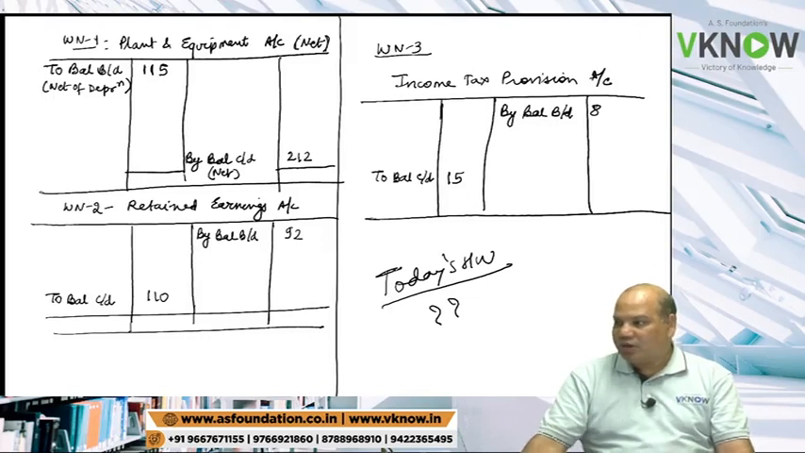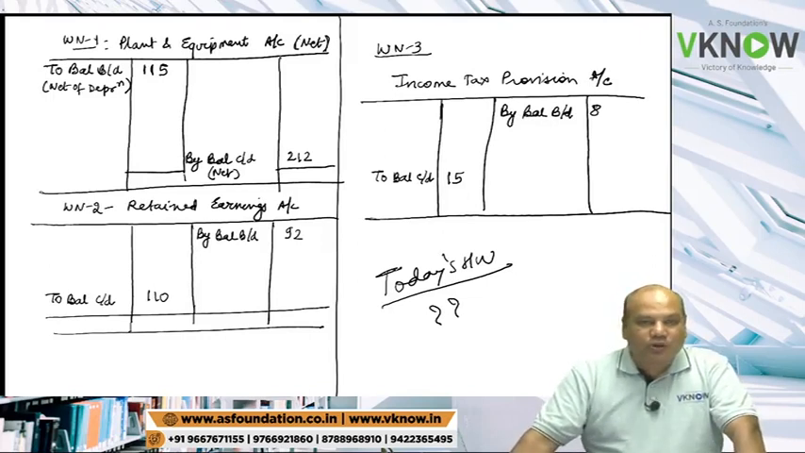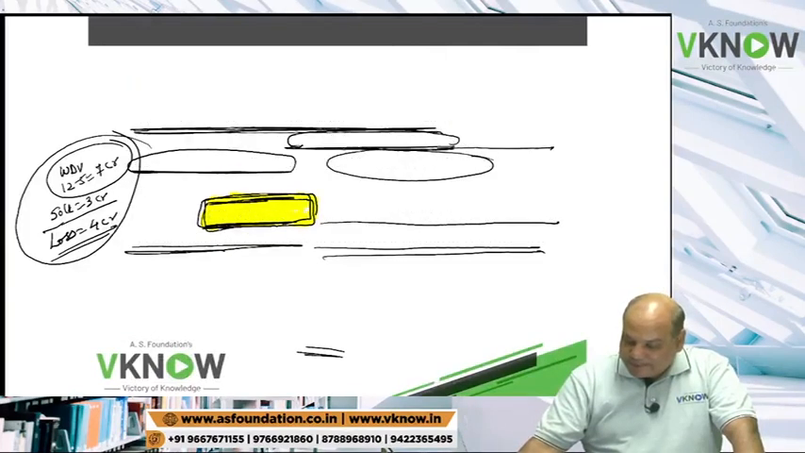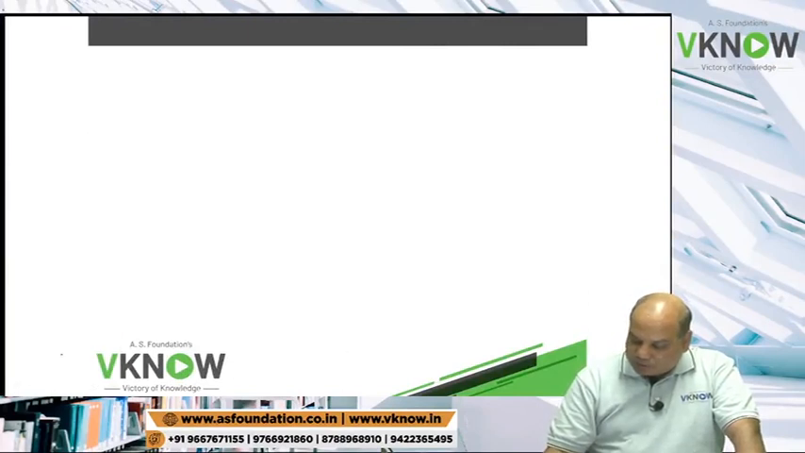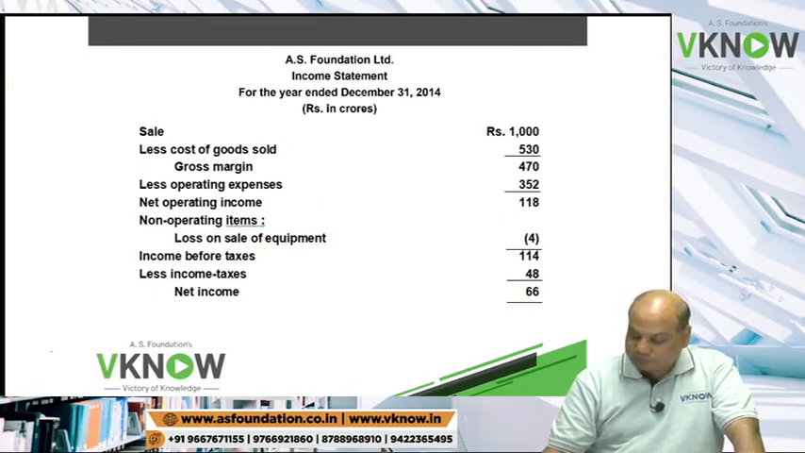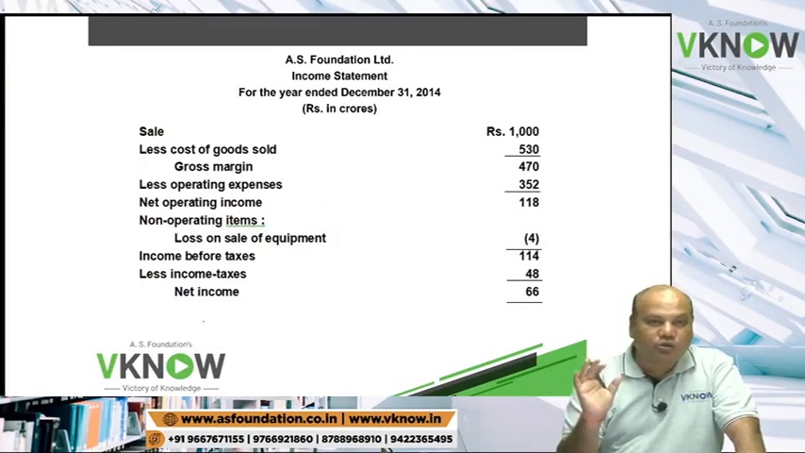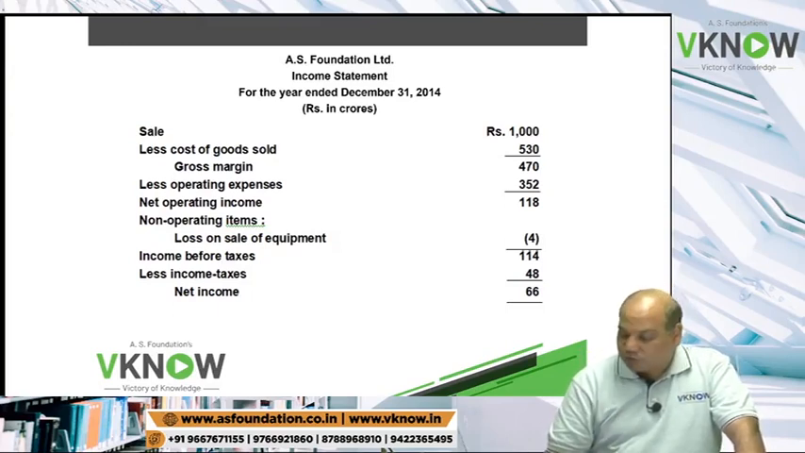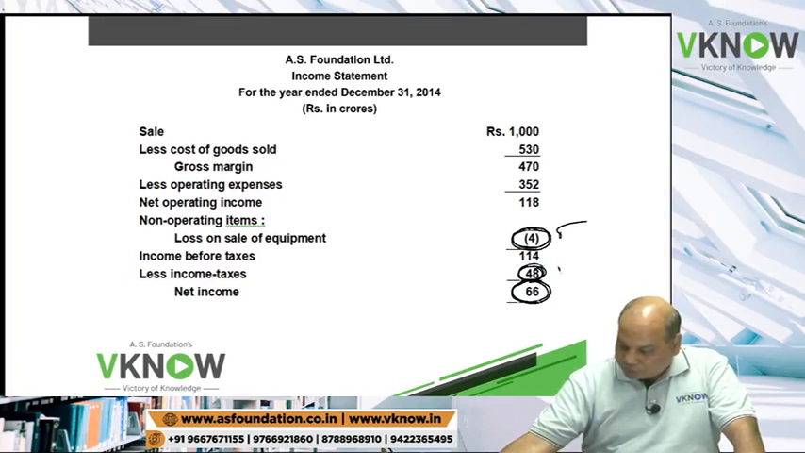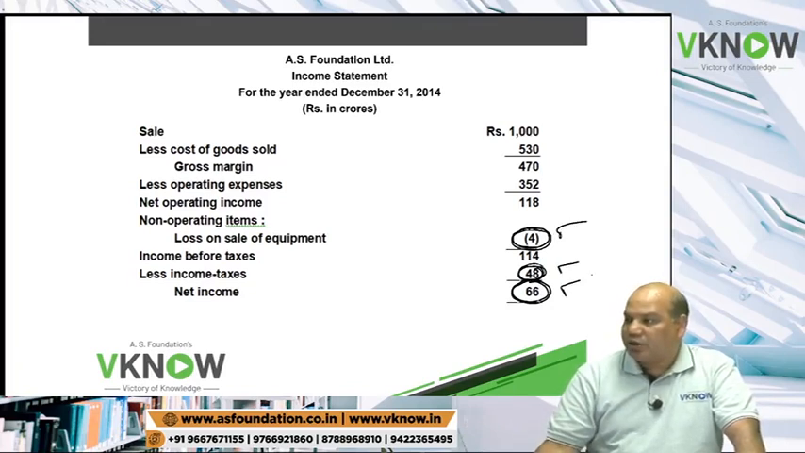Please ask me now. Now this is the question where P&L account is also given on the screen. P&L account is also given, but I don't require all the figures of P&L account. I will only require those figures which are useful in solving. Net income is required. Provision for taxation is required. Loss on sale of equipment will be required. So these 3 figures I will require from P&L account.